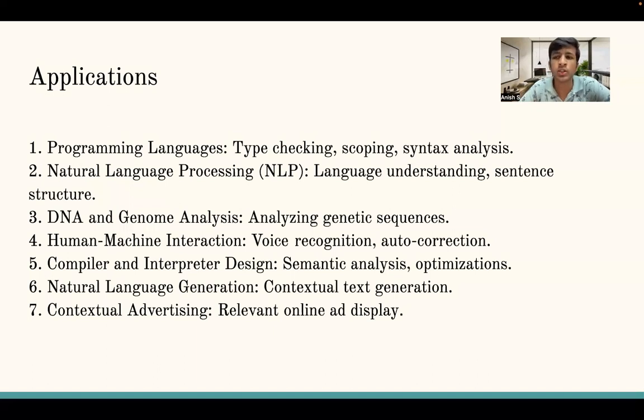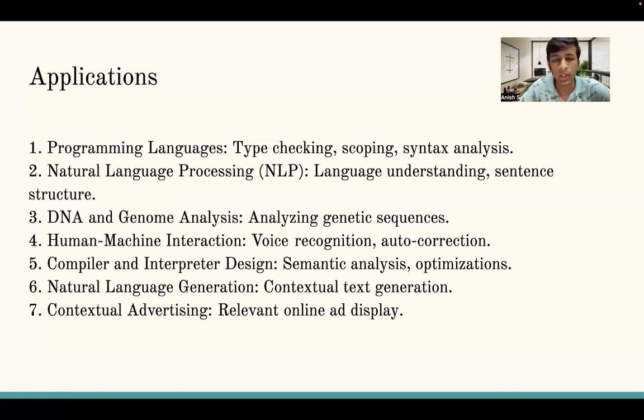Let us look at the applications of context-sensitive languages and their computation. As I said, they were established for type checking, scoping, and syntax analysis, where syntax contains many symbols, so to know where the derivation is happening, the context around it is necessary. Also NLP, where AI modeling is necessary, and DNA and genome analysis, where proteins have so much complexity that context is necessary. Also human-machine interaction, compiler design, natural language generation, and contextual advertising. These are some applications of context-sensitive languages.